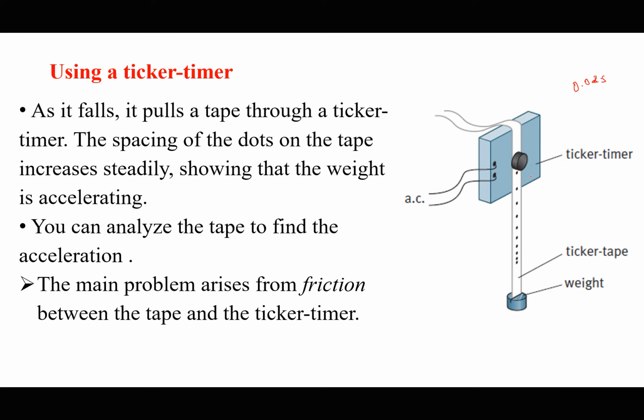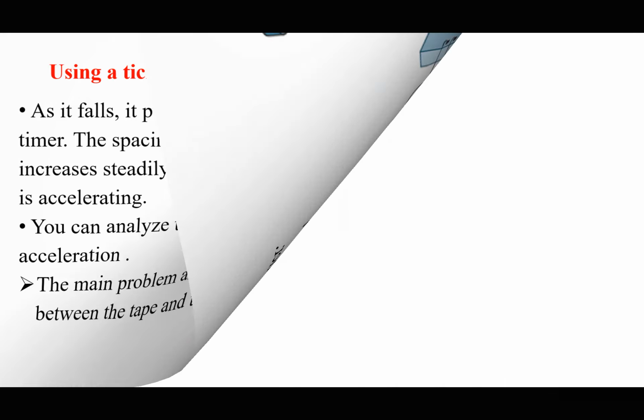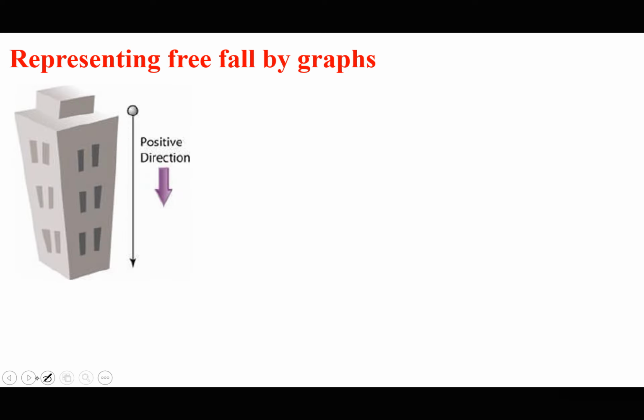Okay, so how do we represent free fall by graphs? This is the most important part: representing free falling objects by graphs. Let's consider a simple illustration where an object is going to fall from the top of a building. Since it is falling downwards, we shall say the initial direction of motion is positive. The initial direction of motion in every kind of motion is always considered to be positive. So it is falling freely.